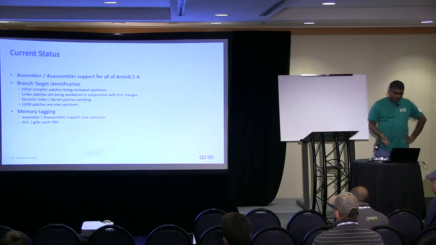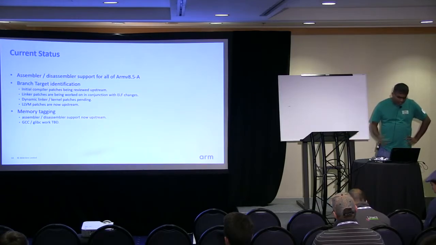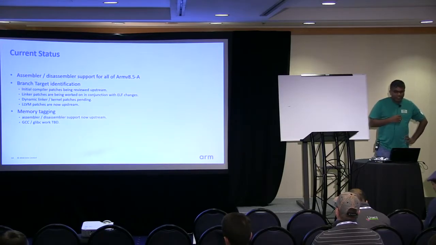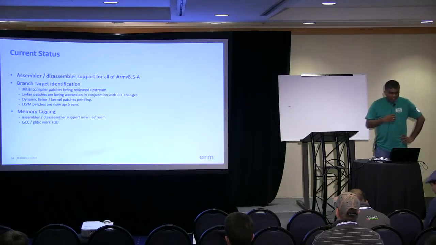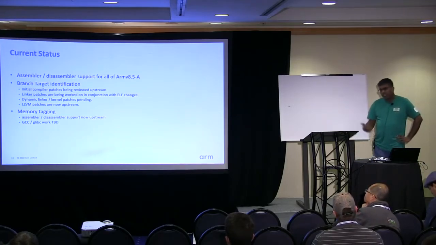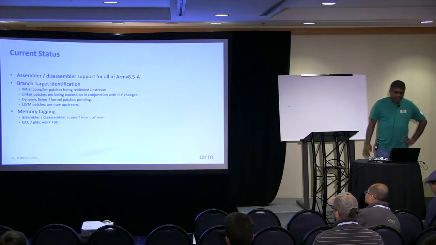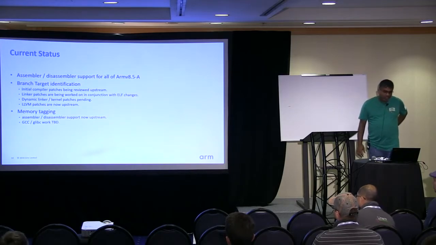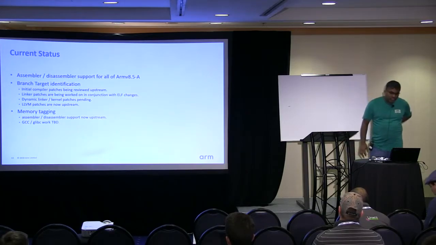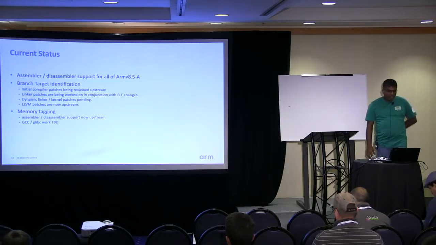In terms of the rest of V8.5a, we've got basic binutils support for all of V8.5a in the latest binutils trunk. For the branch target identification stuff, we've got some compiler patches that are being reviewed upstream. There are some linker patches that are being worked on in conjunction with some of the ELF changes that we have to do. And then the dynamic linker and kernel patches are still pending. We haven't yet started working on that. In terms of another feature, with respect to memory tagging, the assembler and disassembler support is now upstream. Some GCC and glibc work for that is to be done.